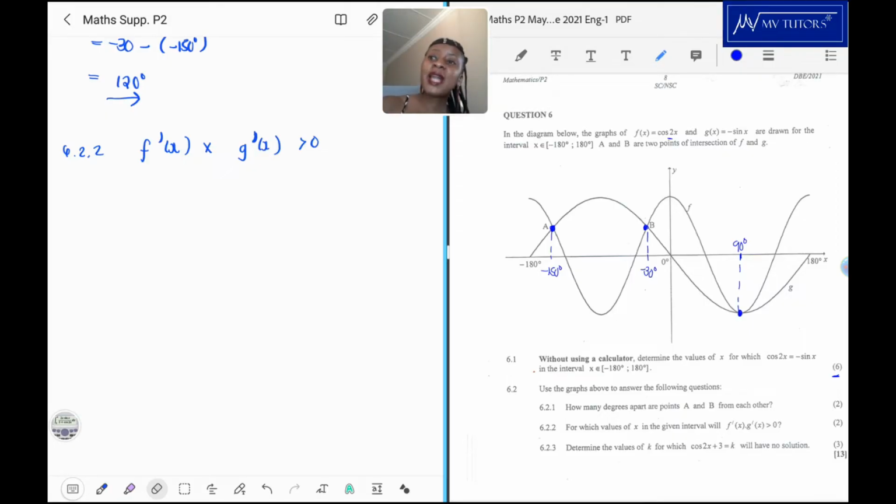Now for us to get a value that is bigger than 0, it means your value has to be positive. And what gives us a positive value? It's when you have a positive times a positive. Also, when you have a negative times a negative. That is how you will get a positive value. So basically, you want gradients that are both negative on the same x interval, and gradients that are both positive on the same interval.